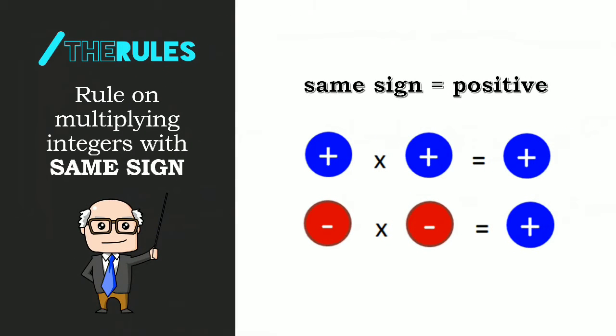For a clearer explanation, we have here the rules on multiplying integers with the same sign. It shows here that same sign is equal to positive. When we multiply positive to positive, our product is positive. If we multiply negative times negative, our product is still positive because they have the same sign. That's why they are positive.